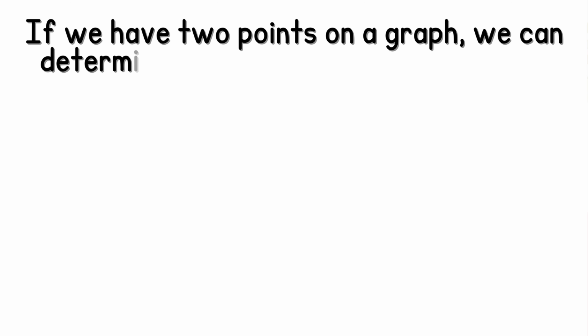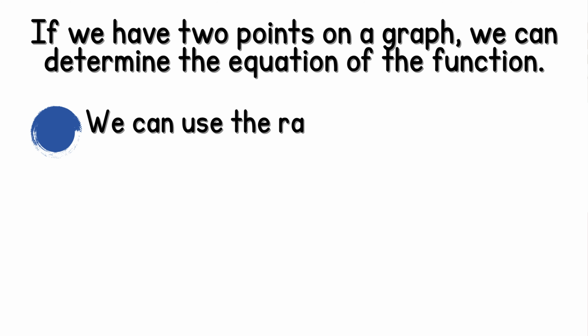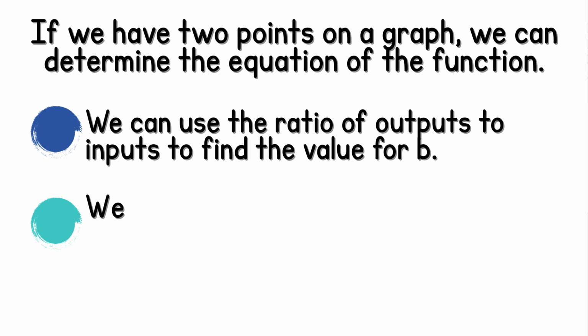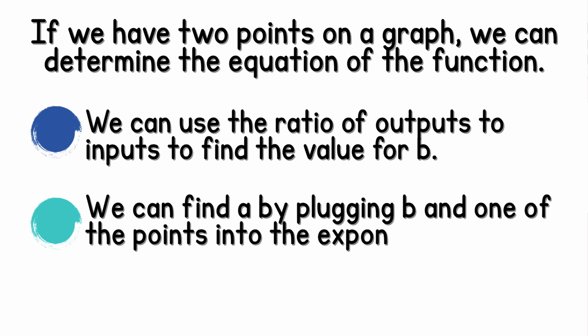If we have 2 points on the graph, we can determine the equation of the function. We can use the ratio of outputs to inputs to find the value for b. We can find a by plugging b and one of the points into the exponential formula. So let's look at some examples.